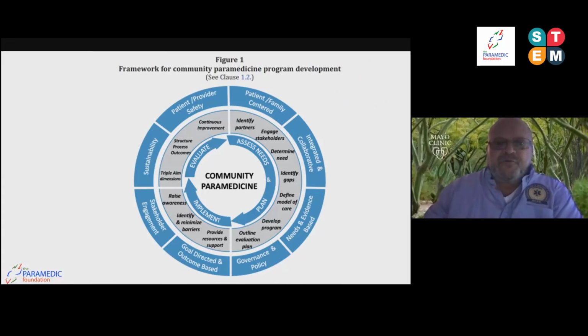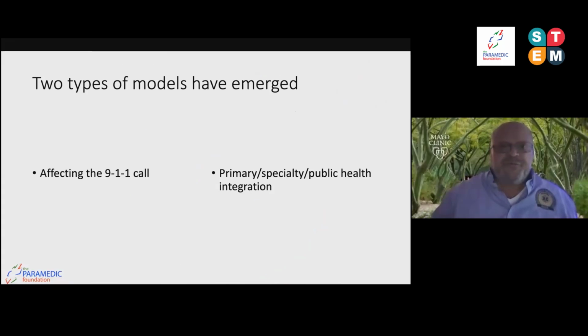Here is sort of what community paramedicine looks like. It's sort of a busy circle, but it's really descriptive of what community paramedics do.